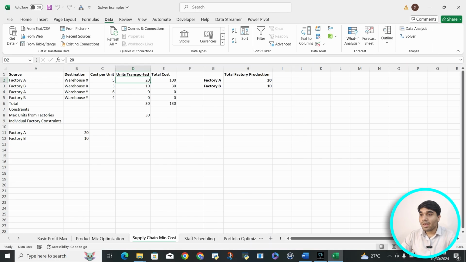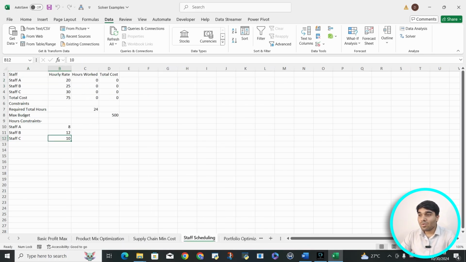Now let's try to solve this. Click on OK, and now you can see we have the answer in front of us. If we have to produce at least 20 from factory A and 10 from factory B, the least cost that we can get is 130 by producing 20 and sending it to warehouse X, and then producing 10 and sending it to warehouse X, for factory A and factory B. So this is how we are going to solve a complex problem.